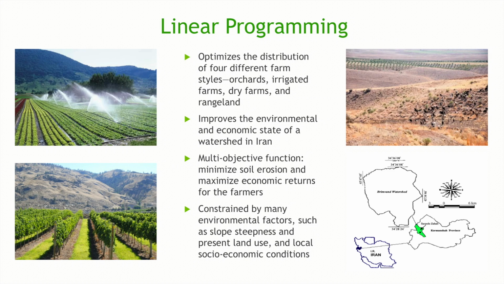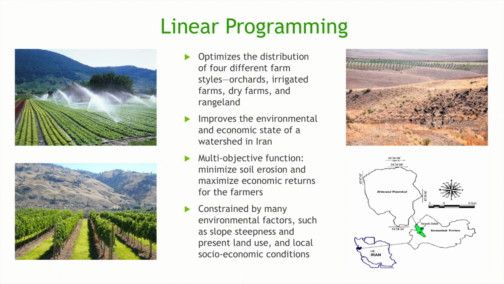types of farm styles, which included orchards, irrigated farms, dry farms, and rangelands. Their hope was to improve the environmental and economic state of a watershed in Iran. Their multi-objective function included 2 priorities: to minimize soil erosion and maximize economic returns for the farmers.